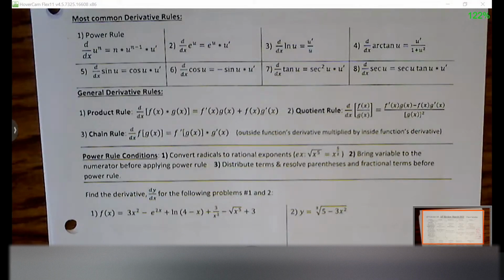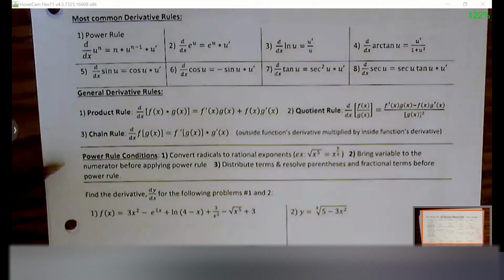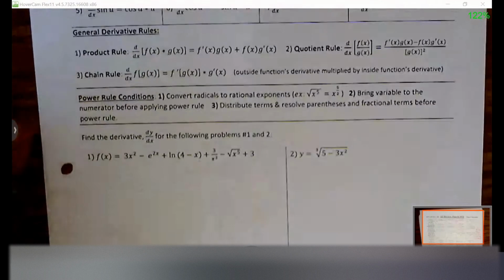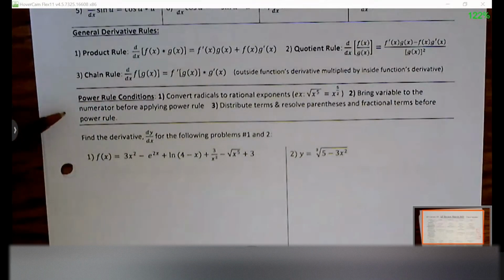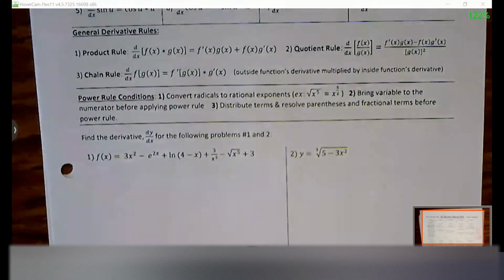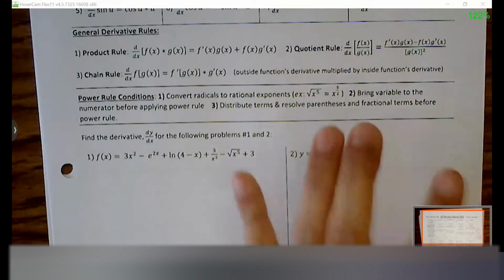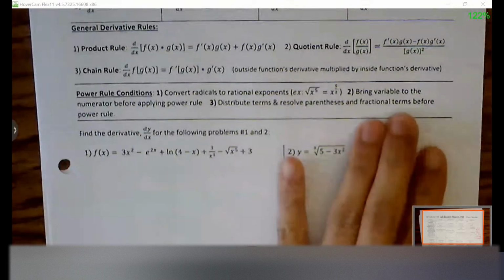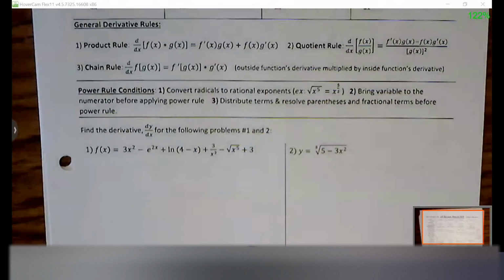Now, power rule is going to be the one that you use the most often. That's the one that shows up the most, but it's also the easiest to make mistakes with. So I want to review the power rule conditions with you. First, we need to convert radicals to rationals, so we can see what exponent we're working with, so we know what to bring down and what to subtract from. Second, make sure that your variable is sitting in the numerator.